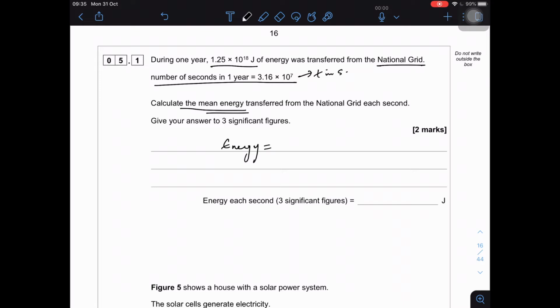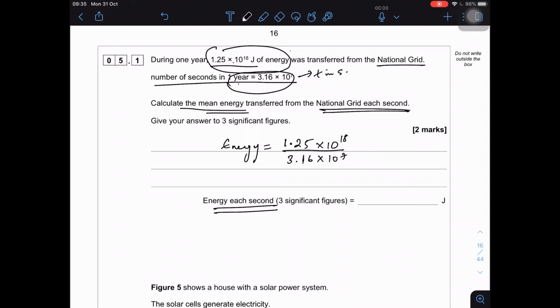Calculate the mean energy transfer from the national grid each second. Essentially you're just dividing the energy in 1 year by the number of seconds in a year. That's as simple as it is. One more time: this is the energy in a whole year, and this is the number of seconds in one whole year. So you're dividing to find the energy each second. Your answer should be 3.96 times 10 to the power of 10.